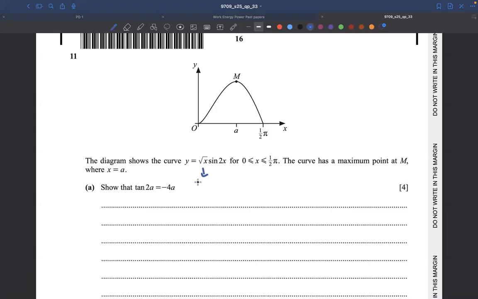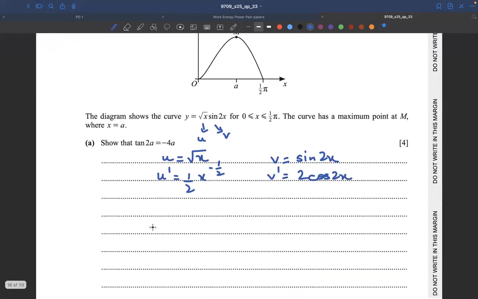So we'll take this as u and this as v. So as u is root x or x power half, so u dash would be half x to the power of minus half, and v is sine of 2x. So v dash would be, so derivative of sine is cos 2x and the derivative of 2x is 2. Now substituting this in the formula, v u dash, so that will become half x power minus half into sine 2x plus u v dash. So this will be x power half into 2 cos of 2x, and now we can put it equals to 0.